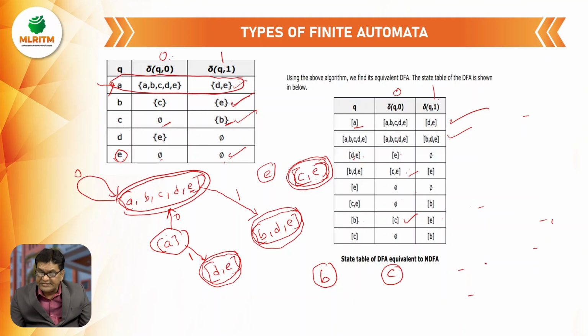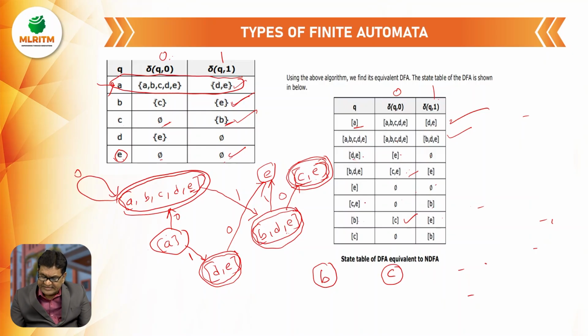This one is over. Next, take the state D comma E. D comma E with 0 goes to E. D comma E with 1, there is no path, phi. Next, the state B comma D comma E. With 0, it goes to C. With input 1, it goes to E. Next, current state E. E with 0, no path. E with 1, phi, no path.